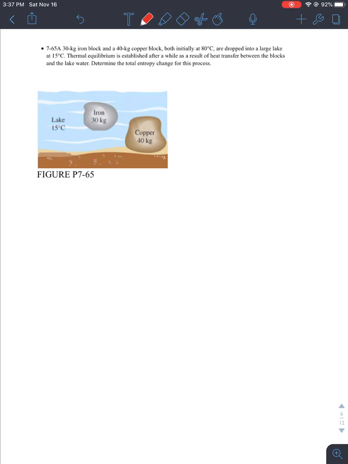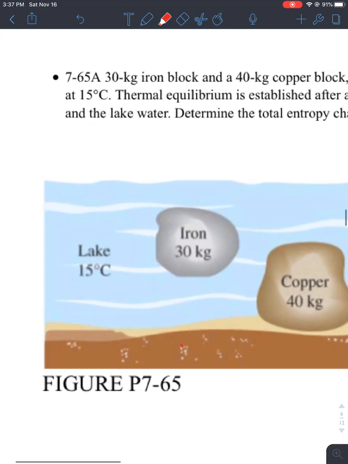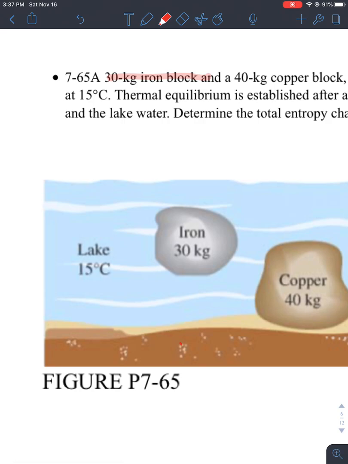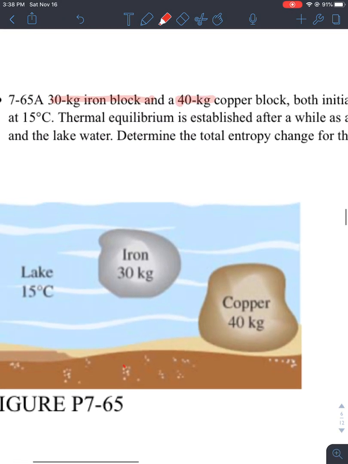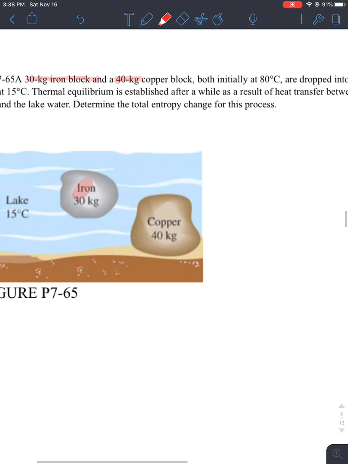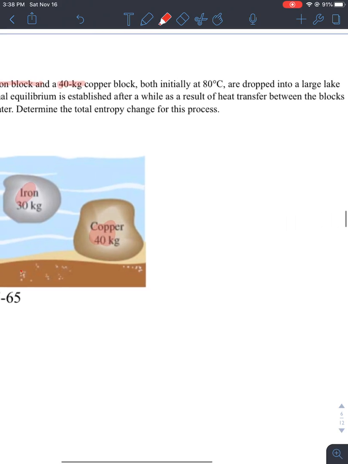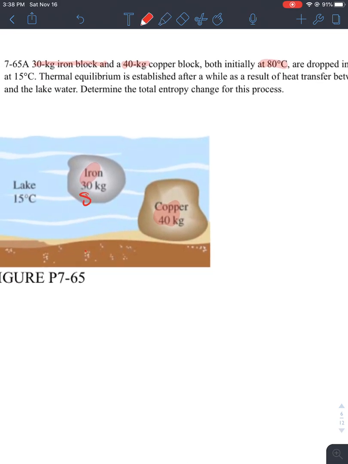Let's start this. So the givens are, step 1, rewrite the givens. Let's highlight this. 30 kilogram iron block, 30 kilograms copper block. Both are at 80 Celsius. Let's write that down.